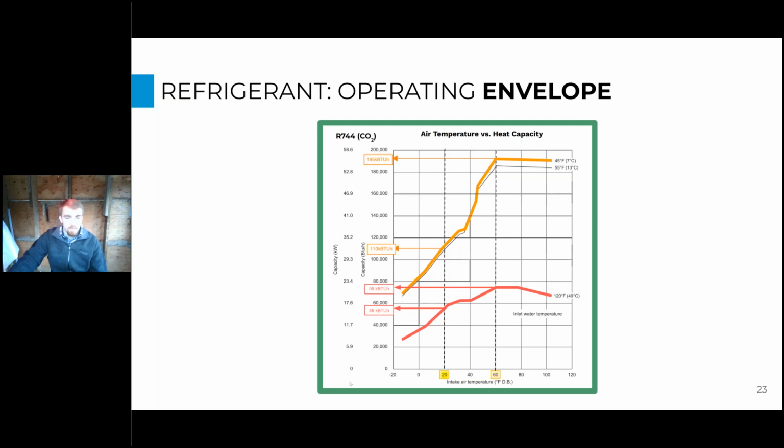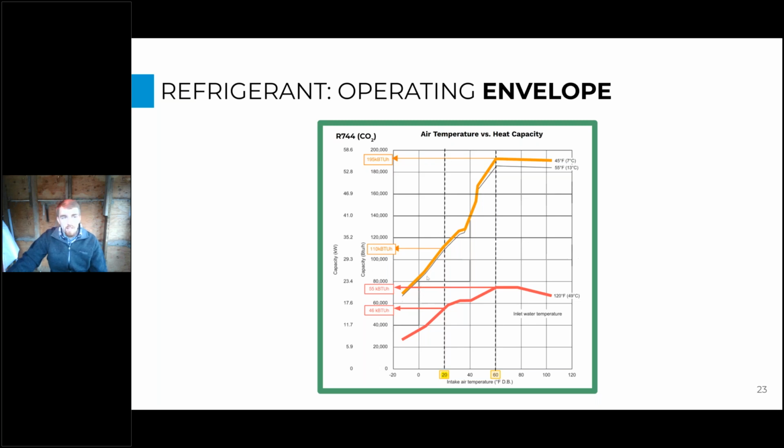So this is a performance map from a CO2 heat pump water heater. What we're looking at here is the intake air temperature on the x-axis, which is usually the outside air temperature that this heat pump's operating in. And then we're comparing that to the capacity, or the amount of heating that this heat pump can provide. You can see as we increase in outside air temperature, our capacity increases pretty significantly, which makes sense. It's easier to pull heat out of warmer air than it is out of cool air.